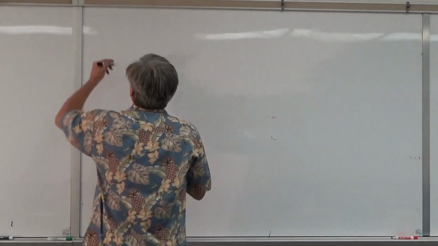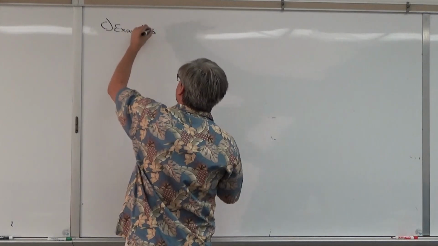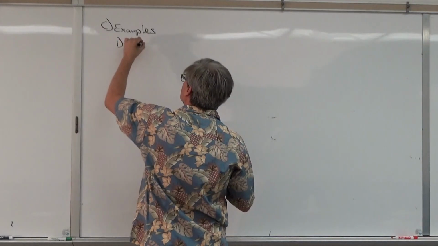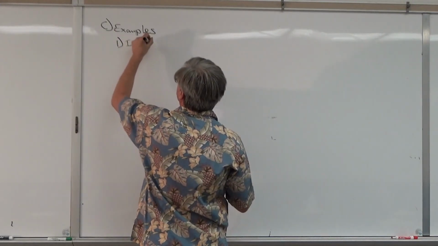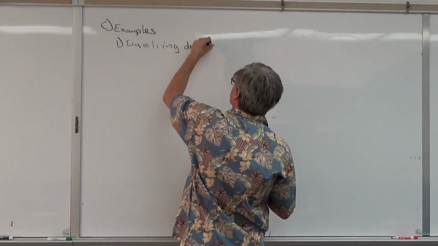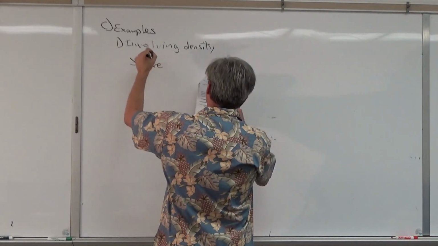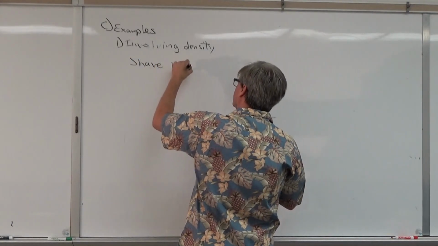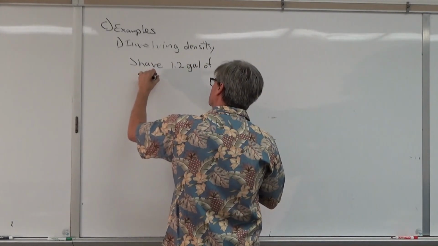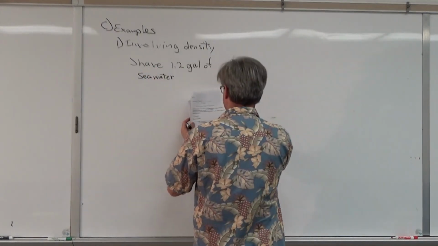All right. Examples involving density. Okay. 1.2 gallons of seawater. Okay. How many grams is this?